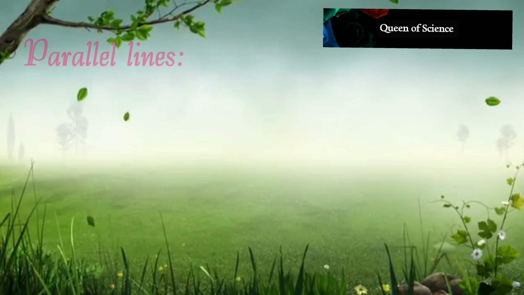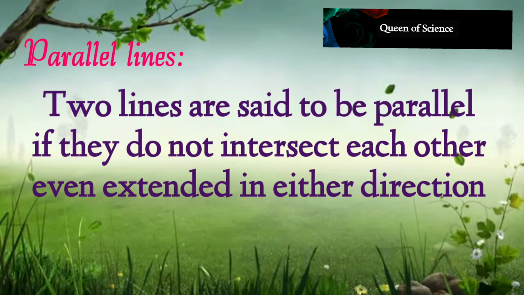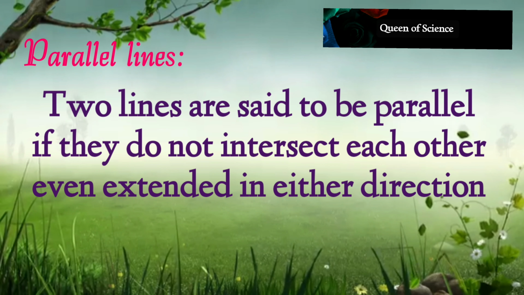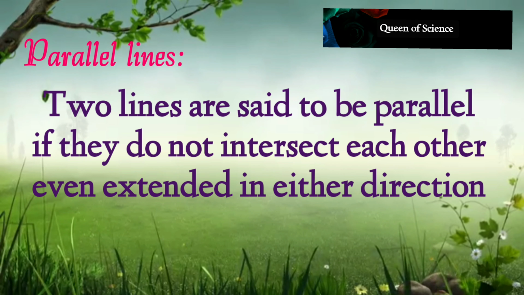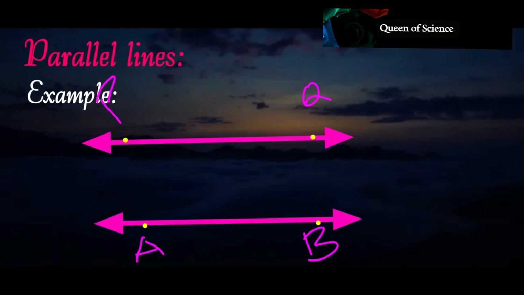Next one is parallel lines. Two lines are said to be parallel if they do not intersect each other, even when extended in either direction. When you see an example, you can clearly understand. The two lines should not intersect, they should go on. So PQ and AB, here the two lines will never intersect, they will go on. So PQ is parallel to AB.